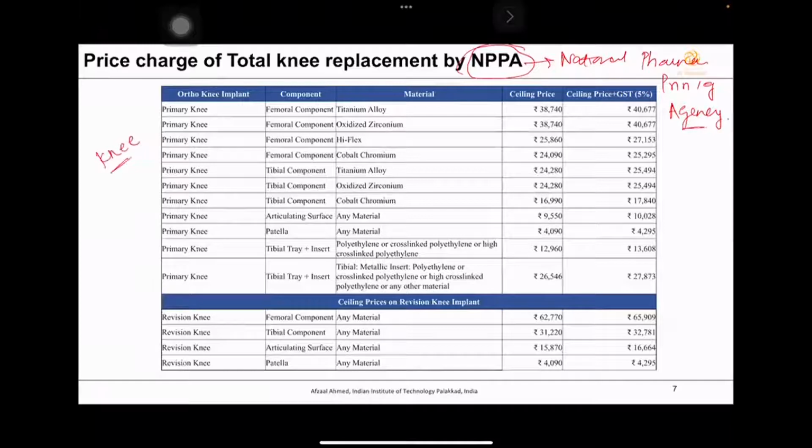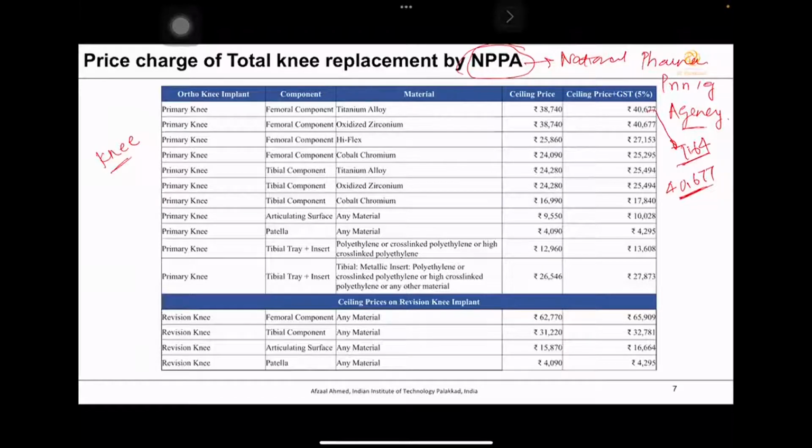So if you can see here, based on the material, like femoral component, if it is made of titanium alloy, it costs around 40,000 rupees, including GST. So this is the ceiling price. So whoever sells this made of titanium, they cannot sell it above 46,777. So this is the price set by the government. So whoever is fabricating these implants, they have to stick to this cost. So you can see there is an upper band to the cost for a femoral component.